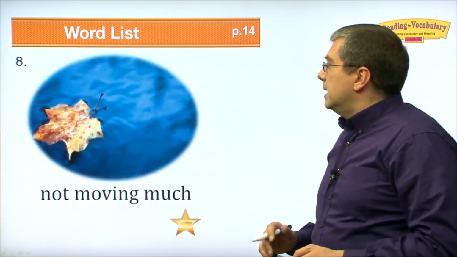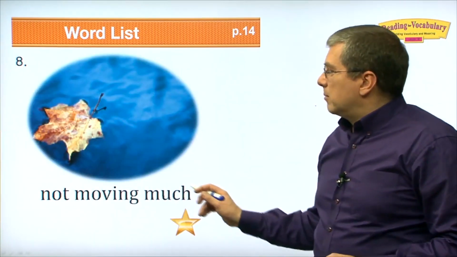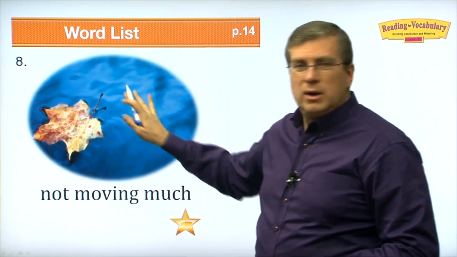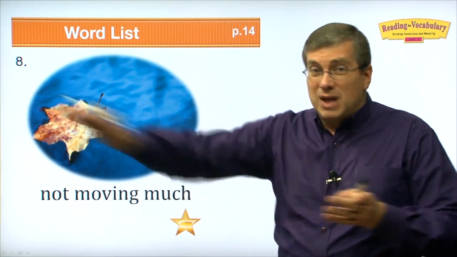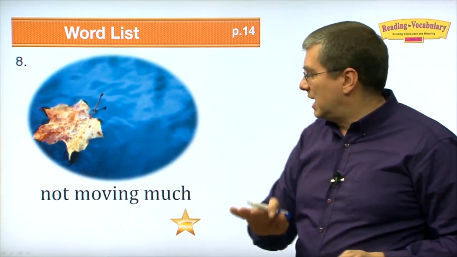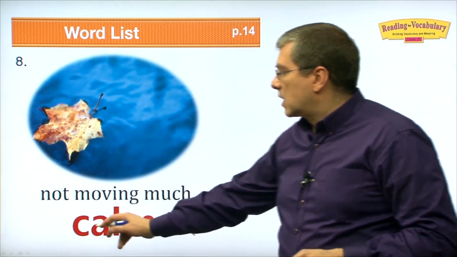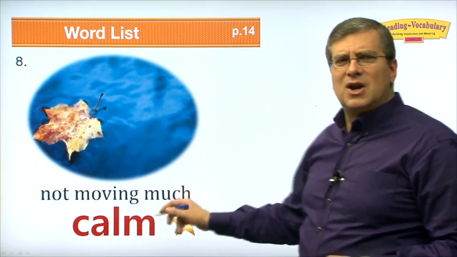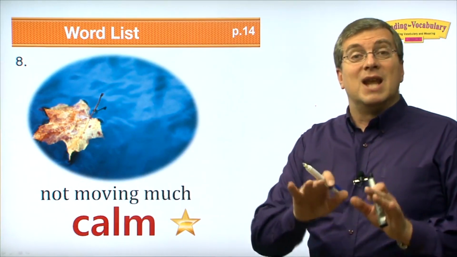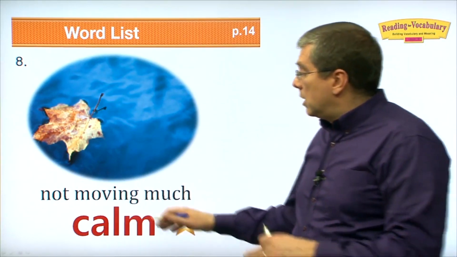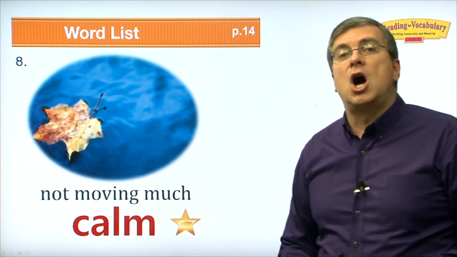Okay. Next one, 8. Not moving much. If there's a leaf on the water and the leaf is not moving, maybe moving a little bit, but not a lot, right? It's just staying still. What do we say? It's calm. Actually, we saw this word before, right? When we saw the park. It's calm and not violent, peaceful. Well, another word for peaceful is calm.